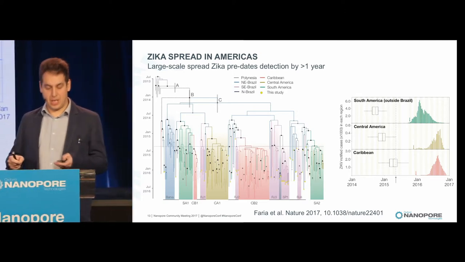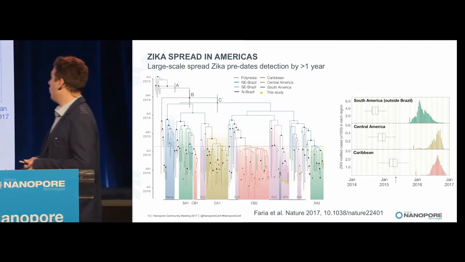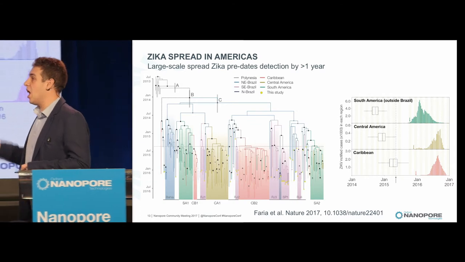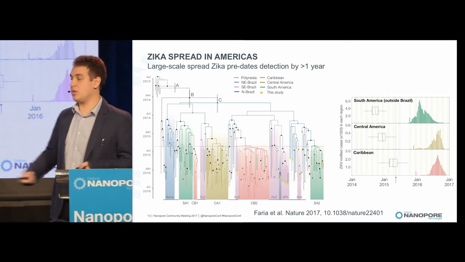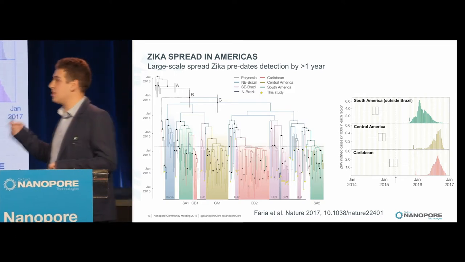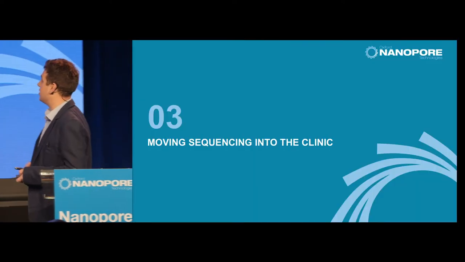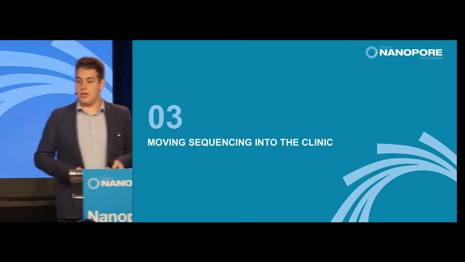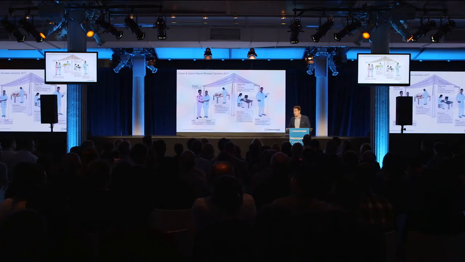So our surveillance is not working very well. We are not able to pick up Zika a full year in most cases before it's actually spread and caused probably tens of thousands, if not more, cases. So something's going wrong in our ability to do surveillance. Okay, so our idea is, can we move sequencing into the clinic?